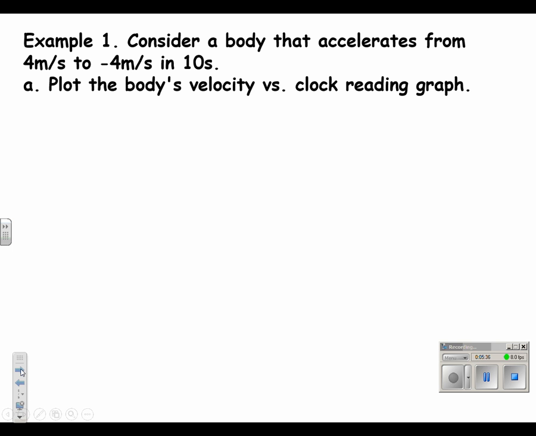All right, so for this first example, we're going to consider a body that accelerates from 4 meters per second to negative 4 meters per second in 10 seconds. I really just want you to plot that body's velocity versus time graph, which you should be able to do since that was just the test that we finished. So take a moment, pause me right here, and then do that on your paper, okay?